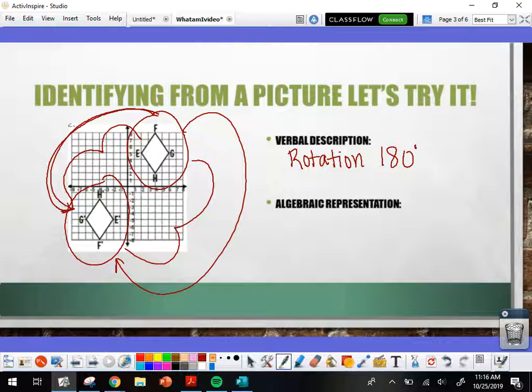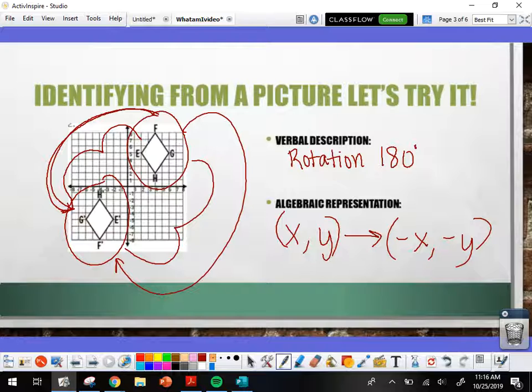The algebraic expression for a rotation that's 180 degrees, remember all rules start with x, comma, y, arrow, and then we have to say what happened to the x's and the y's. They both became the opposite. So H right here, to check our work, H started at 4, 2. H prime is at -4, -2. So we started positive x and we went to negative x. We started positive y and we went to negative y. So we know that we wrote that rule correctly there.